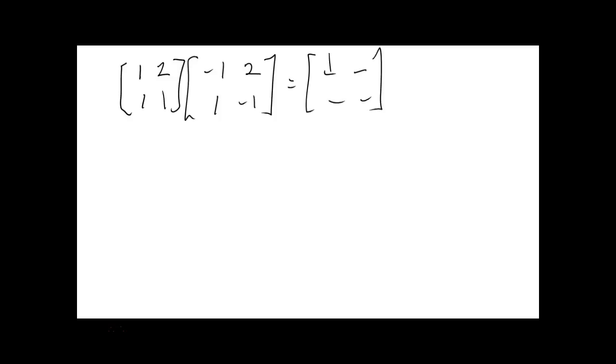1, 2. Okay. What would you use to get that? First row by second column. That gives you a 2. Gives you 0. Wow. Okay. That's not worth much, is it? Okay. Next.